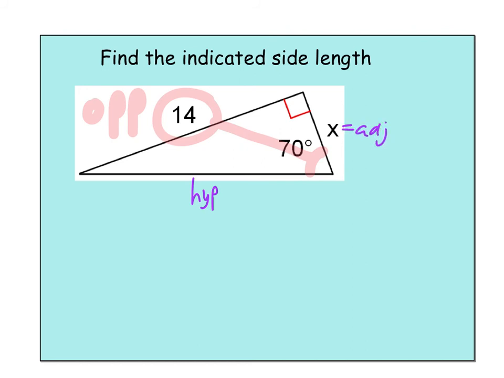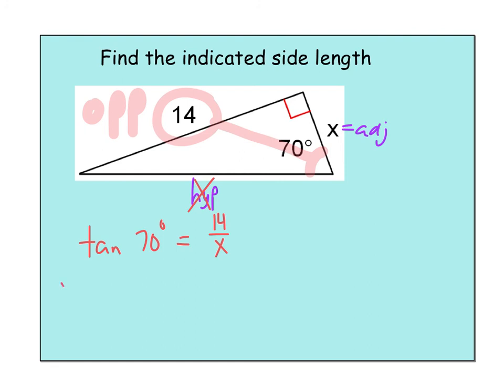So in our problem again, with the 70-degree angle, we have the opposite and the adjacent. Hypotenuse is not in the mix here, so that's going to eliminate using sine or cosine. We're going to have to use tangent here. So we know that the tangent of the angle, 70 degrees, equals the opposite side length over the adjacent side length. We're going to solve for x.